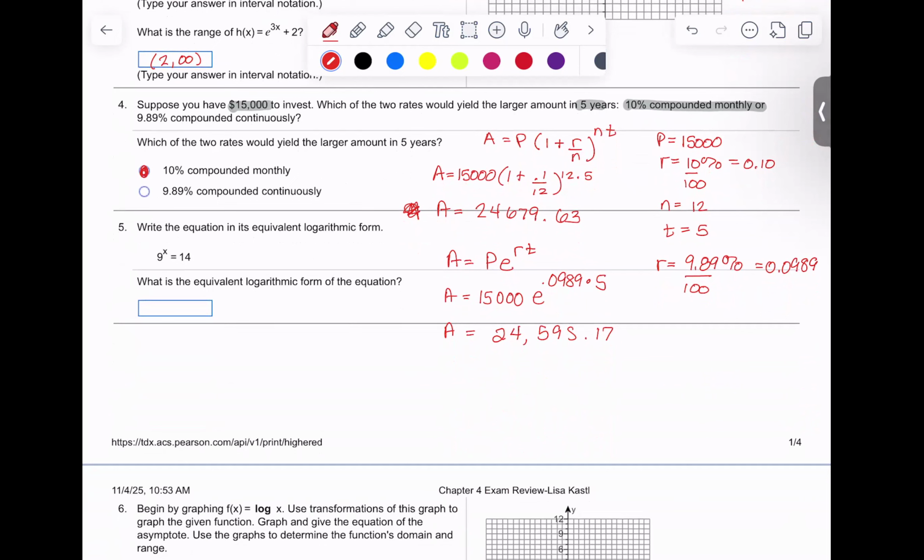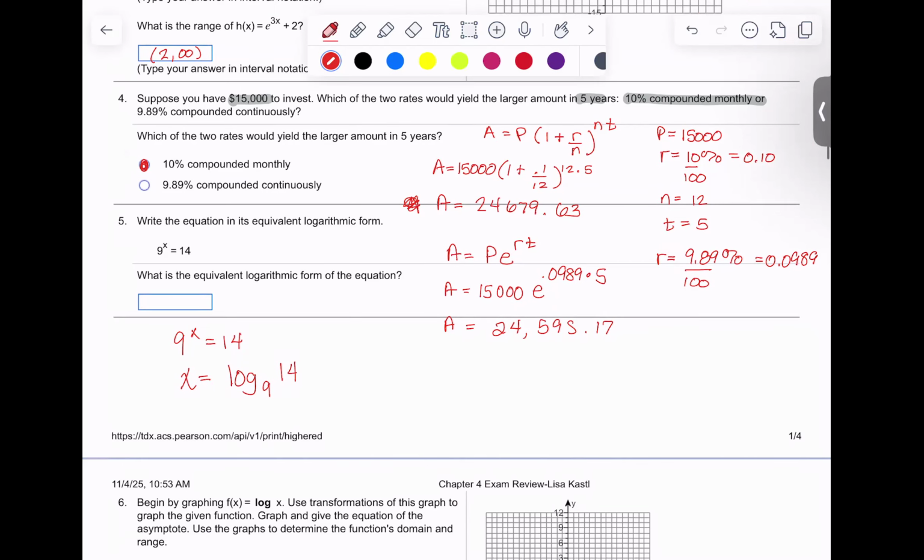All right. Number 5, write the equation in its equivalent logarithmic form. So I have 9 to the x is 14. The logarithm is equal to that exponent, so x is equal to the log, the base is the base that you're raising to that power. So it's log base 9 of 14. So the logarithmic equivalent to 9 to the x is 14 is log base 9 of 14. That's what the logarithm is. It is the exponent you raise 9 to get the number 14.